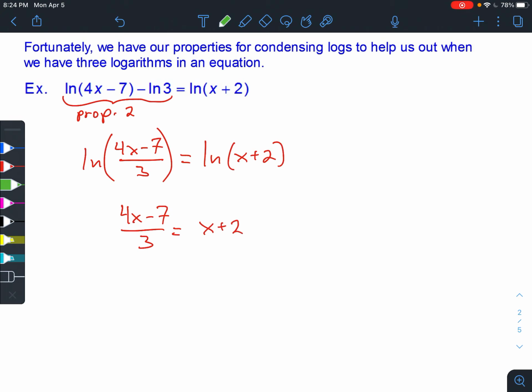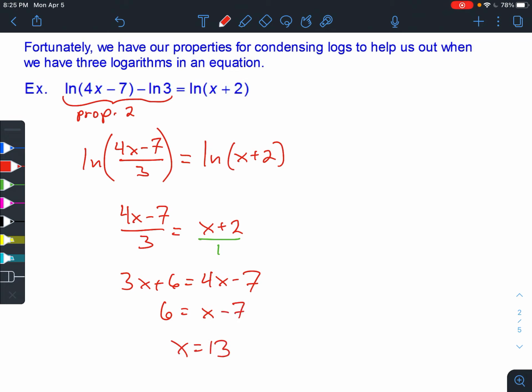Now for those of you who look at that and say, yuck, I don't like fractions, put the x plus 2 over 1 and cross multiply. Most of our brains like that a little bit better. All right, so one of my crosses is going to give me a 3x plus 6. The other cross gets me a 4x minus 7. And we can solve that pretty quickly. Subtracting x from both sides, 3x from both sides gets me 6 equals x minus 7. Adding 7 to both sides gets me x equals 13.